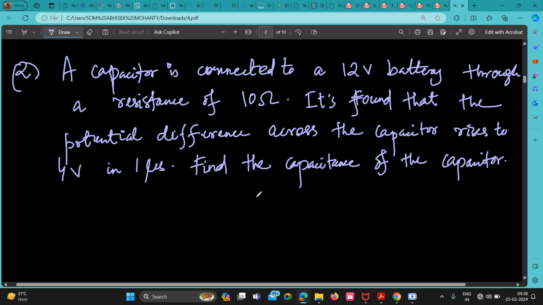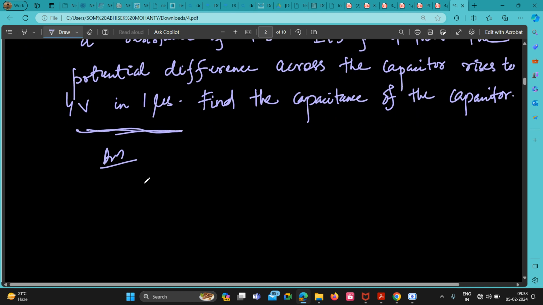Okay, so how to solve this question? See here, the potential difference across the capacitor rises. That means this is in the charging state. The capacitor is charging. So what is the formula?